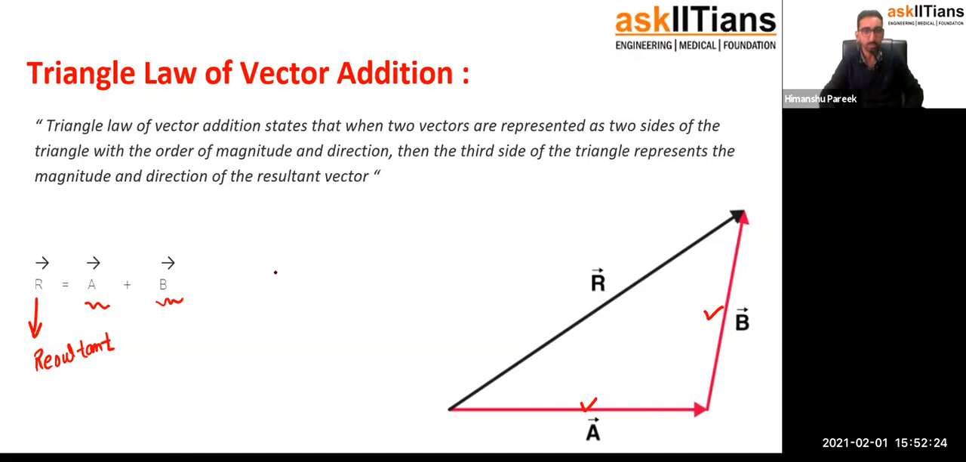So now here we can say that when you add two vectors A and B, the addition would be the final vector R. Now what will be the value of this R vector? The magnitude of this R vector.